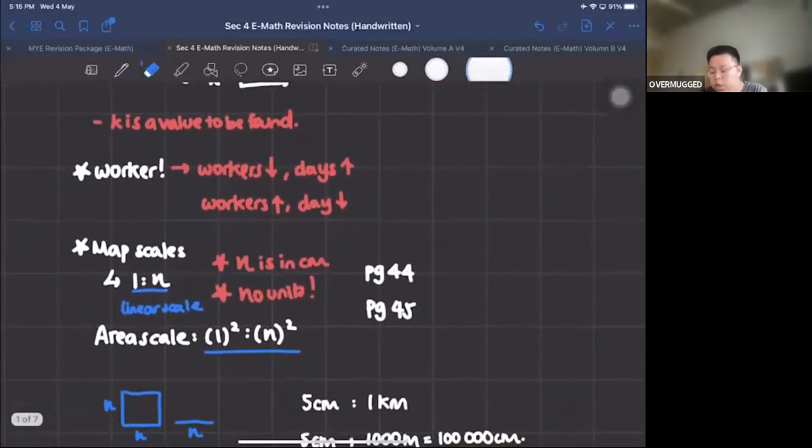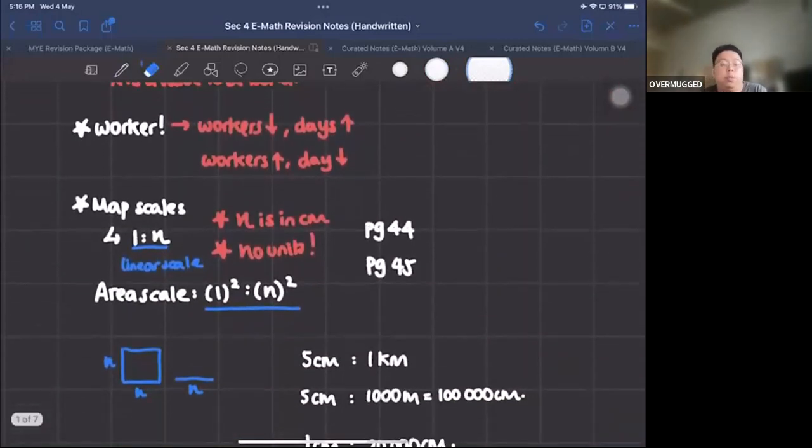Now, the two question types that I want to focus on for ratio and proportion are primarily worker questions and the map scale questions. For worker questions, you need to remember this: when the number of workers goes down, the number of days will increase.